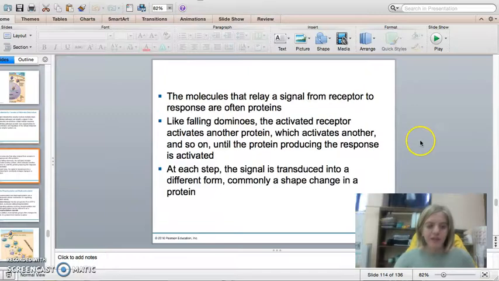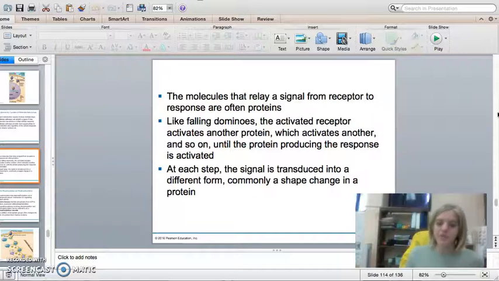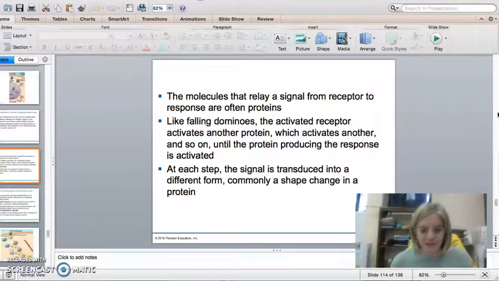So most of the time, the way that the response is received is by regulating a signal from a receptor to protein to protein to protein, almost like a domino effect. And finally, the protein that's responsible for producing the response gets activated.